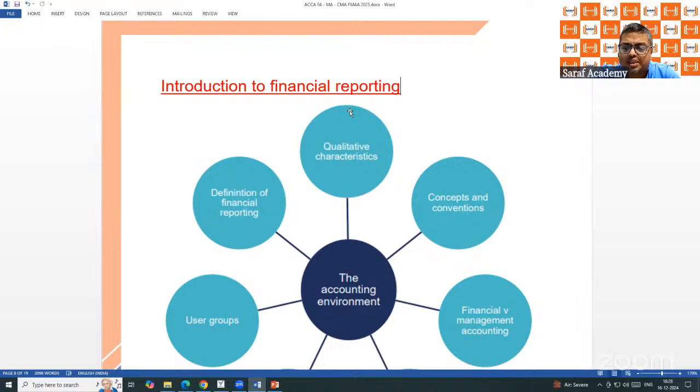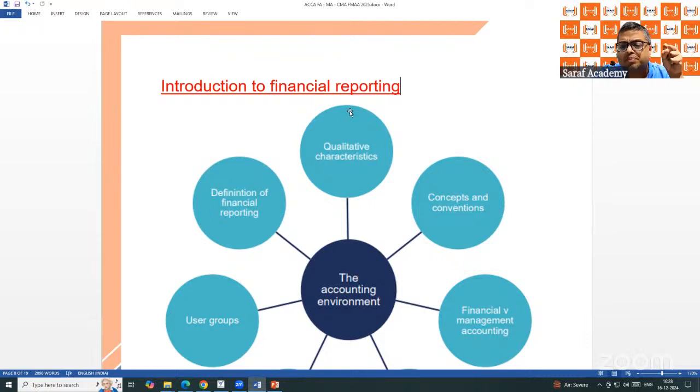From that summary information, users can take informed decisions. Users are investors, those who want to invest in the shares of the company. Users are financiers, those who are giving loans to the company. Users are employees, those who are working in the company. Users are suppliers, those who are supplying goods and services to the company. Users are many: government, regulatory authorities, all are users.